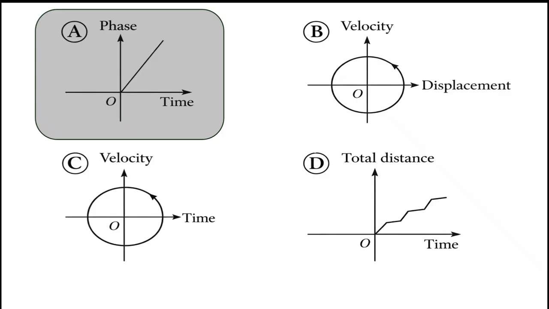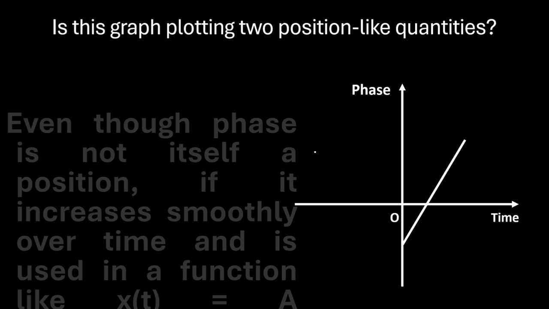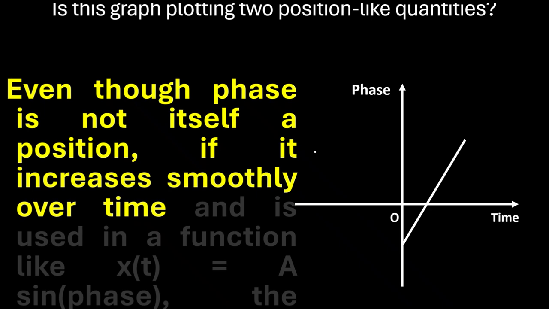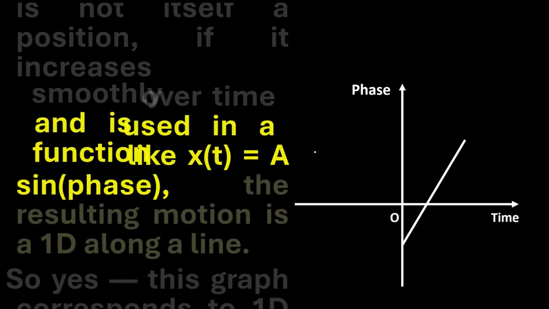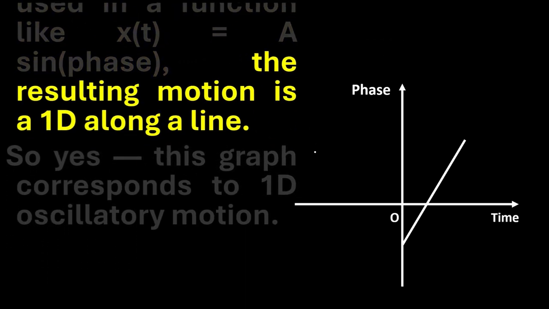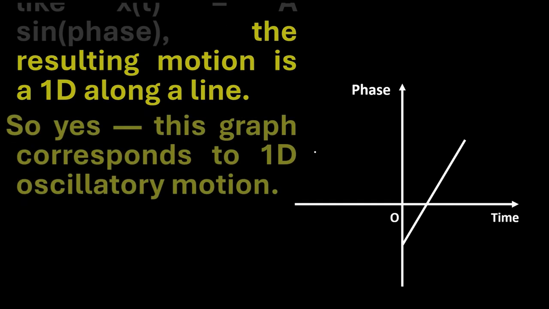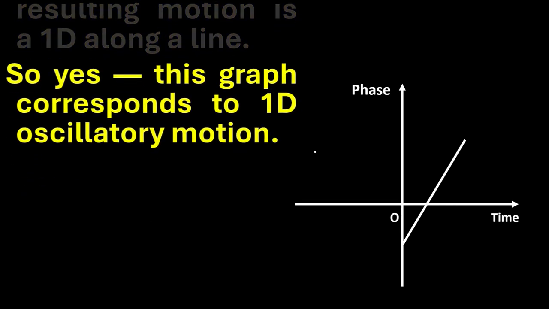So these are the graphs we have: space time, velocity displacement, velocity time, total distance, and total time. Okay. So we'll first focus our complete discussion on space time. Now, what is this graph showing here? It is showing the plot of phase versus time. So even though phase is not itself a position, if it smoothly increases over time, and if it's used in a function like x of t is equal to a sine of phase, the resulting motion is a one-dimensional motion along a straight line. So yes, this graph actually corresponds to motion in a straight line, motion in one dimension.